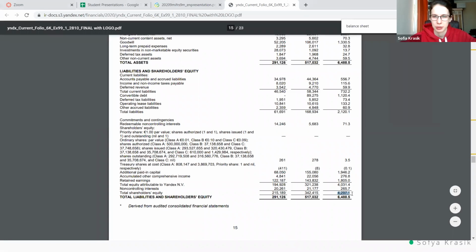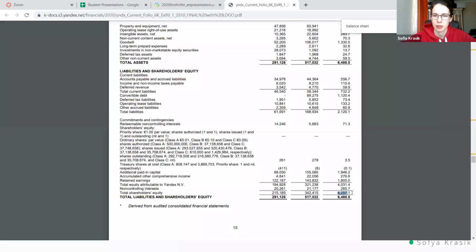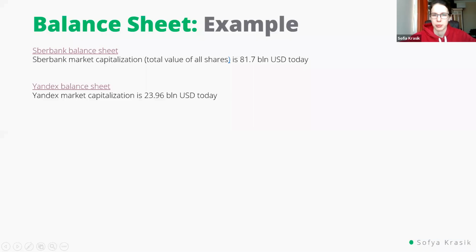So here is total shareholders equity for the end of September of the last year. So the last available data, you see it's 4.3 billion US dollars. So, and compare now with its market value. Of course, the difference between Yandex balance sheet value and real market value is tremendous. For Sberbank, it's not such a big difference.